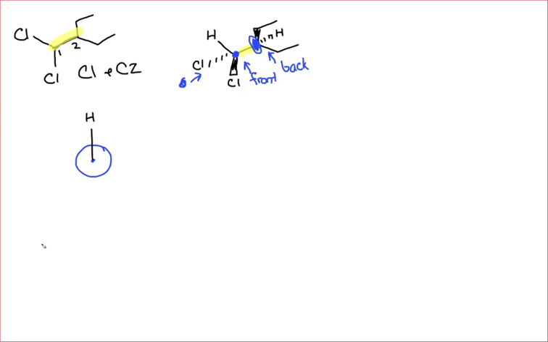There's our hydrogen pointing up, our chlorine to the left, and our chlorine to the right. On this back carbon, then, looking in this direction, I have this ethyl group pointing down. Then I have an ethyl group pointing to the right and a hydrogen pointing to the left.